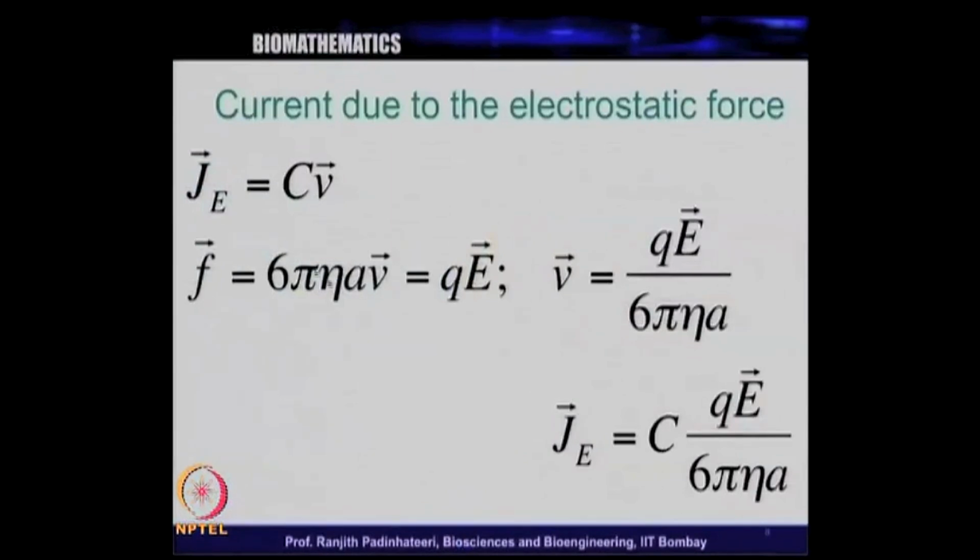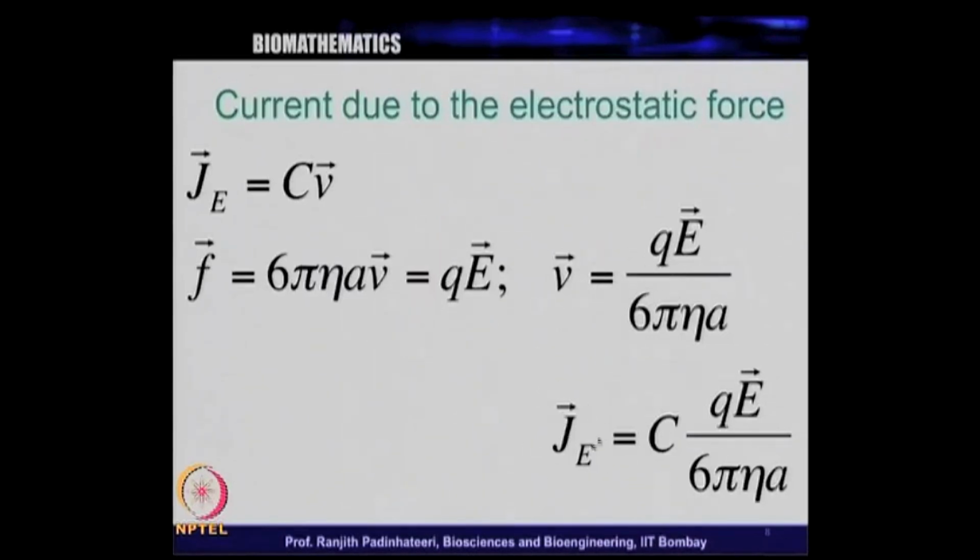So, this is the essential message which I am giving here: the current J is C v and the force is 6 pi eta a v, which is also Q times E, where E is the electric field. From this we know that Q v is Q E by 6 pi eta a. I just take Q E this way. So, you get v equal to Q E by 6 pi eta a.